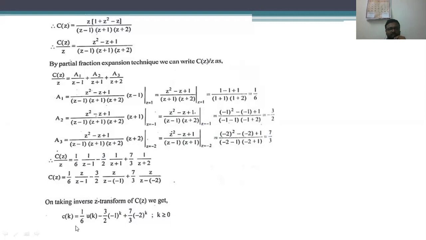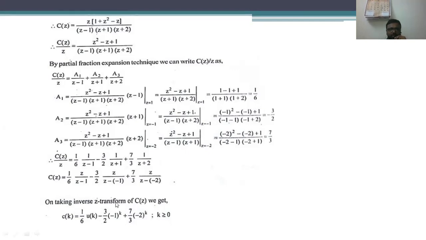It is going to be converted as C of k is equal to Z divided by Z minus 1, which is nothing but U of k. It is the Z transform of the step function. Minus 3 by 2 into minus 1 whole power k into U of k plus 7 by 3 into minus 2 whole power k. Okay. In this way, we have to solve the difference equations with the consideration of initial conditions. So in the same manner, we will solve the remaining problems also.